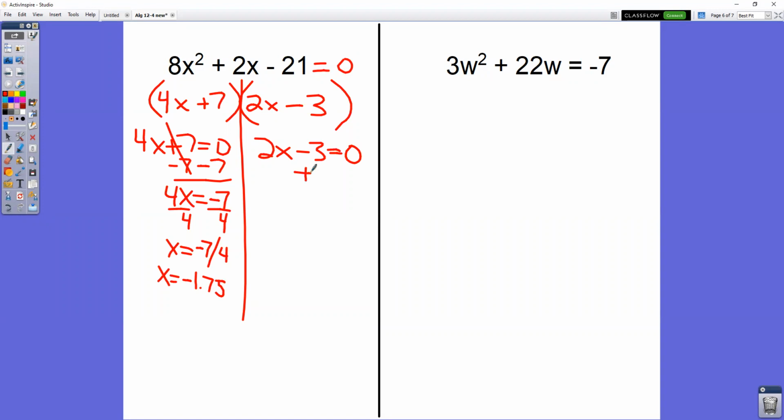On the right-hand side, plus 3 plus 3. So 2x equals 3. Divide by 2, and x equals 3/2, or you could write it as 1.5.